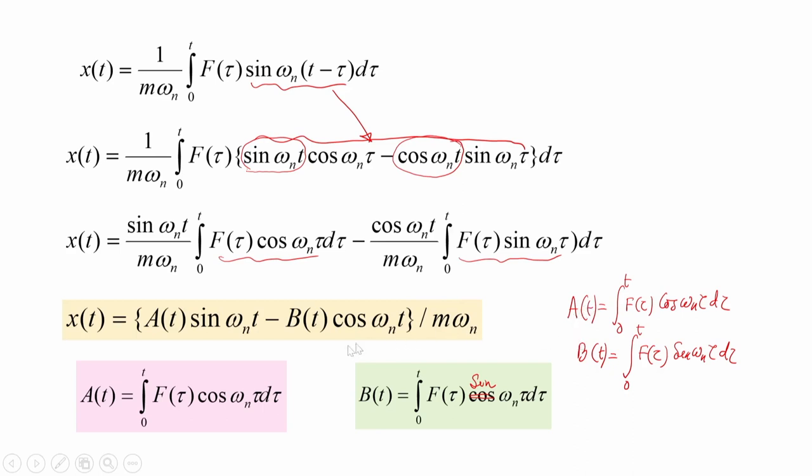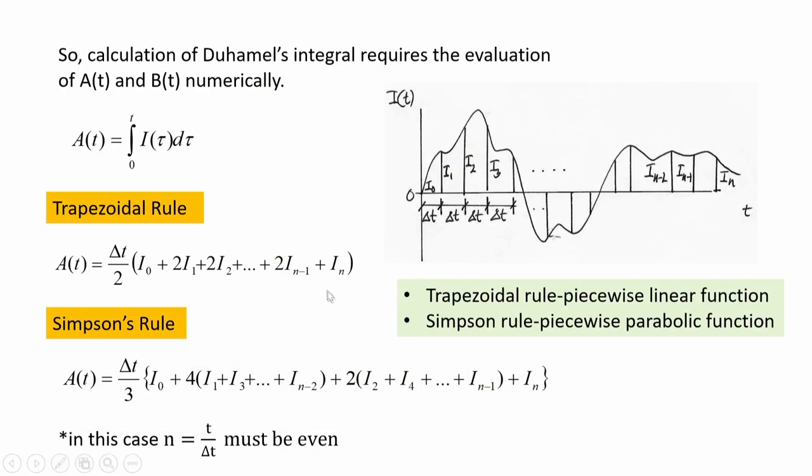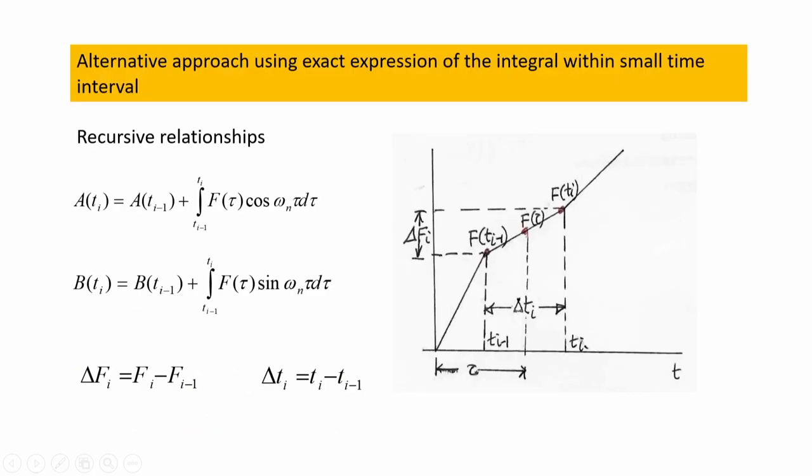However, this rule that I have shown here, numerical integration by the Simpson or trapezoidal rule, involves some approximation, that is, the forcing function is replaced by a piecewise linear function or by segments of a parabolic function. Therefore, if the number of divisions is small, the error involved will be more. So a better way to find a more accurate result is to lay down a recursive approach. An alternative approach using recursive relations has been developed.